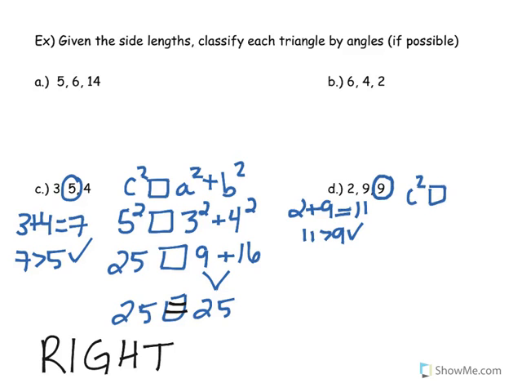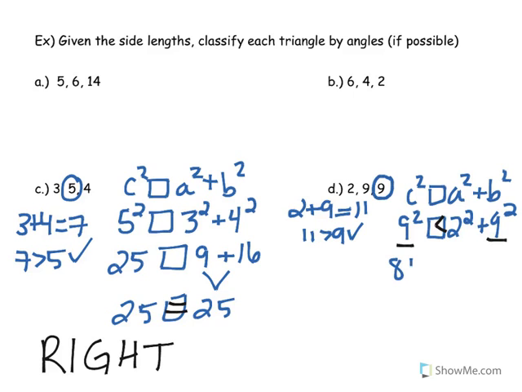C squared, how does that compare to A squared plus B squared? So I'm saying 9 squared, how does that compare to 2 squared plus 9 squared? And now some of you at this point might be able to see that both sides of this have 9 squared, and I'm adding 2 squared to one of them, so that side's definitely going to be bigger, okay? But let's actually simplify this out for everyone just to make sure.